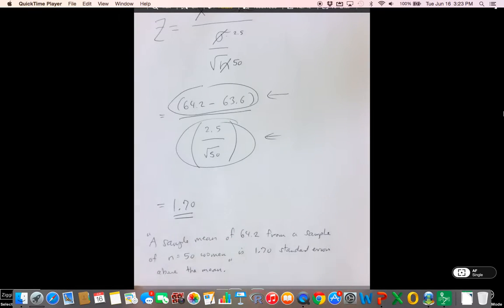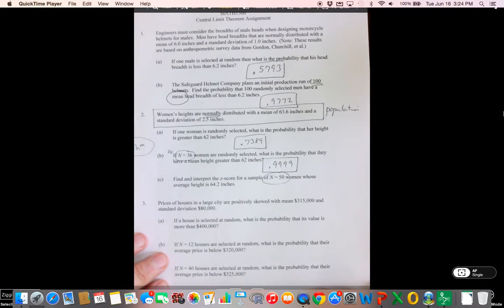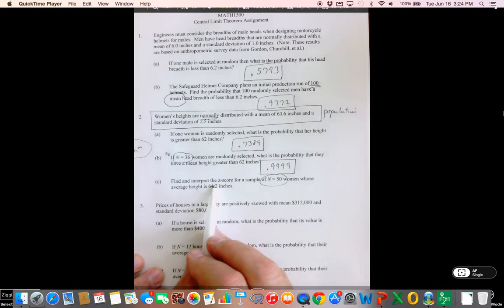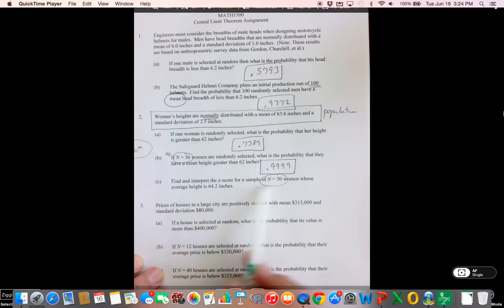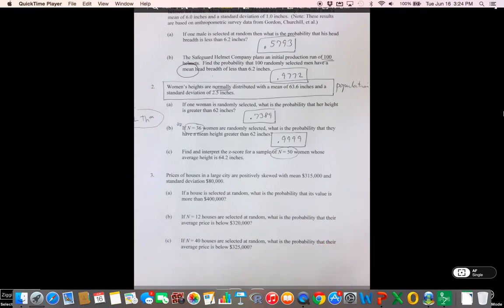So guys, the interpretation would be this. Now remember, what I did is I ask you in this problem to find and interpret the z-score. So again, the z-score was 1.7. In the interpretation, we would say that a sample mean of 64.2 taken from 50 women is 1.7 standard errors above the mean.